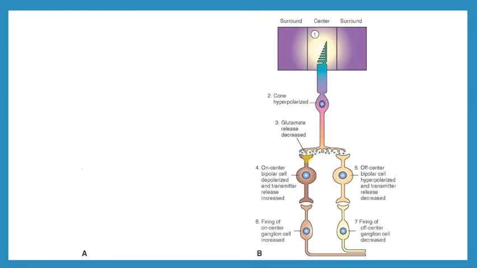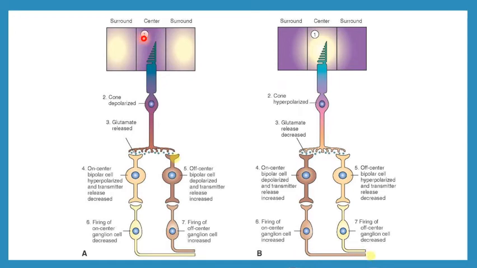This is another image which shows the same principle. Suppose this is the receptive field and we've got light at the center, and you can see that there is impulse transmission in the on-center ganglion cell, right? But here the light is shone onto the periphery and not the center, and you can see that there is impulse transmission in the off-center ganglion cell. So this is how the ganglion cell encodes contrast.